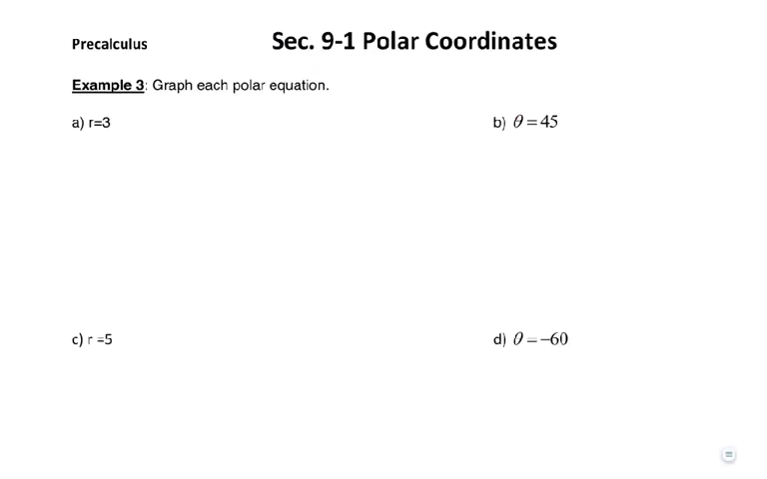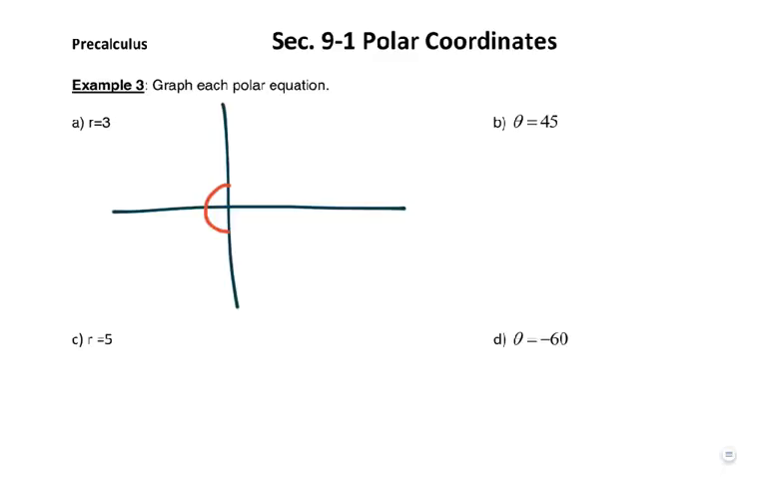Next, let's look at some simple polar equations. We're going to talk about more complex ones later on, but for right now, if I want to graph r equals 3, that means I want to graph on my polar graph every point that's a radius of 3 away from the center. Well, that means I would be on the 3rd circle.